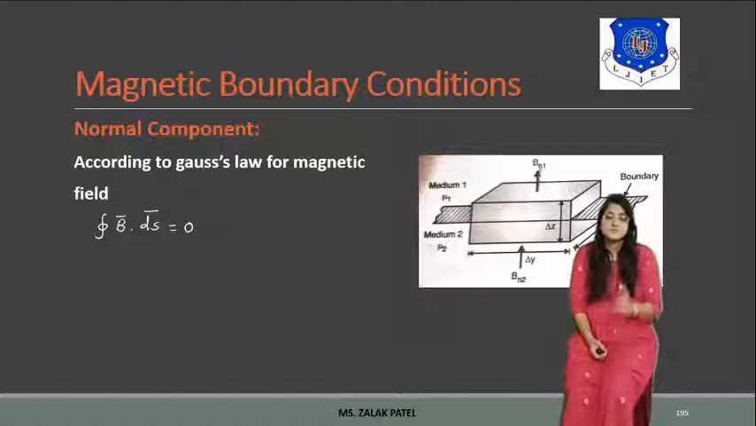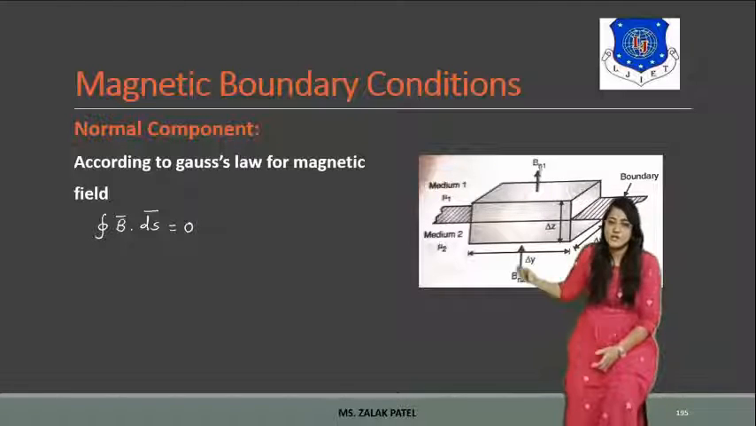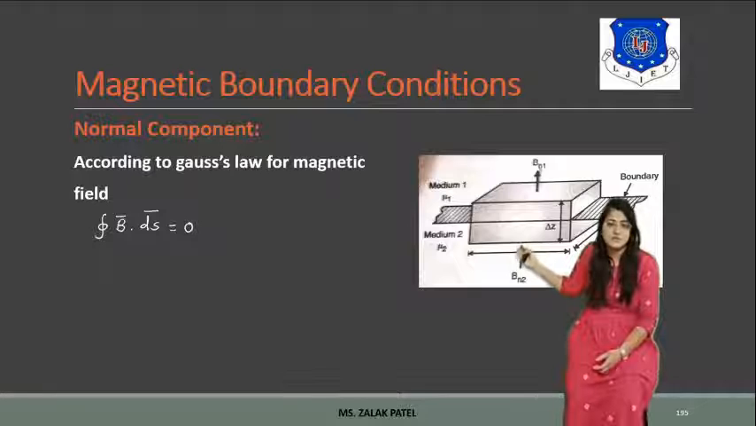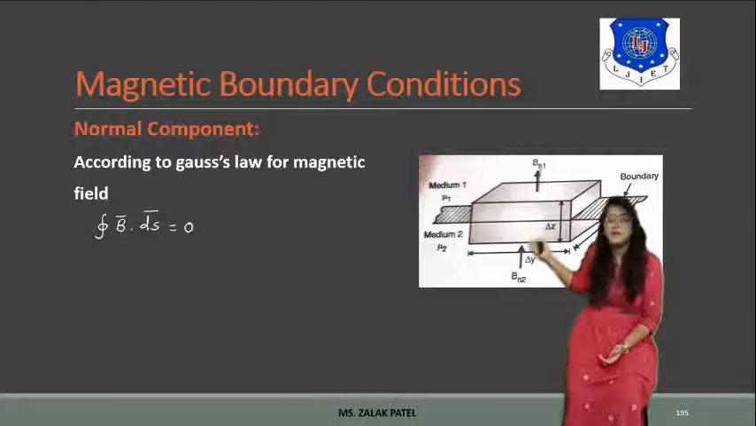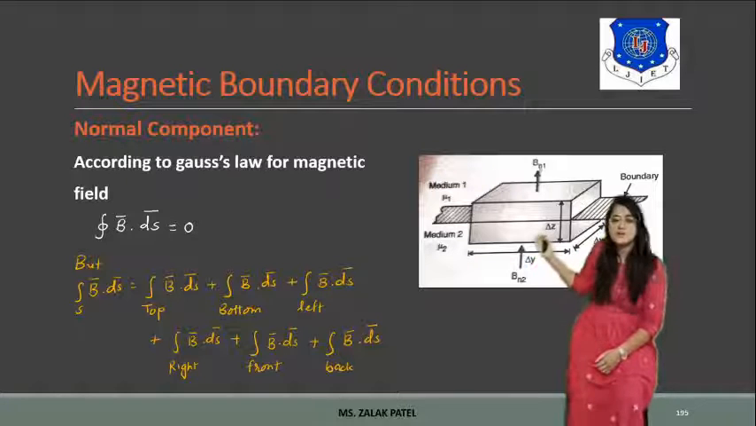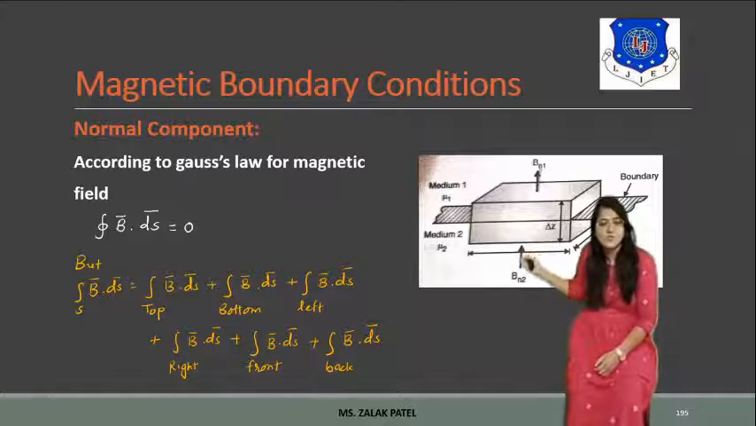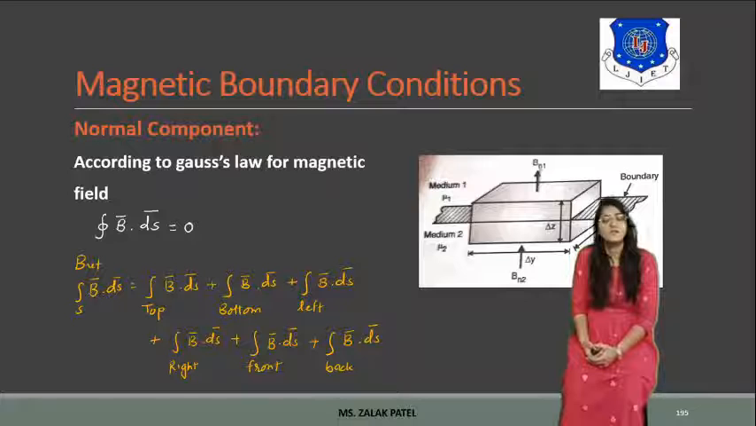According to the statement, the total surface integration of the magnetic flux density is equal to 0. That means the surface integration of B dot dS is equal to 0. This B dot dS is the addition of all 6 sides of the cube: front and back, left and right, top and bottom. So it will be like this: the surface integration of B dot dS is the integration over the top side, bottom side, left side, right side, front and back side.